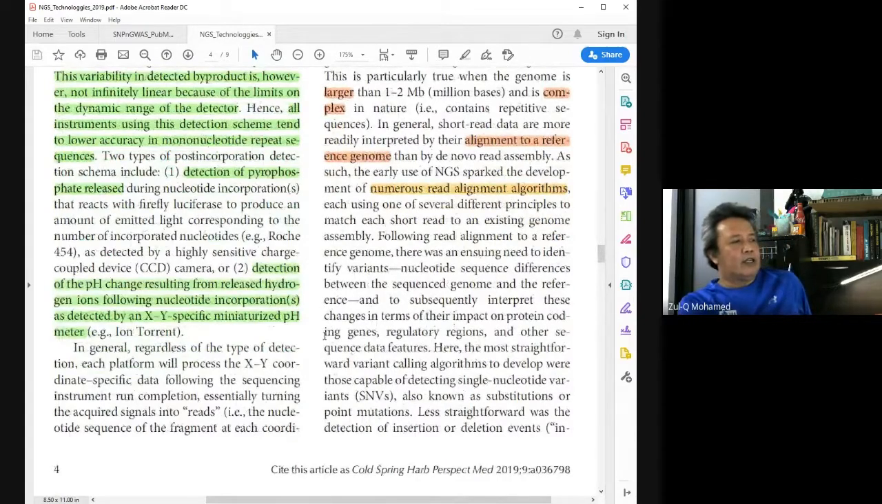So in general, regardless of the type of detection, each platform will process the XY coordinate specific and so on.